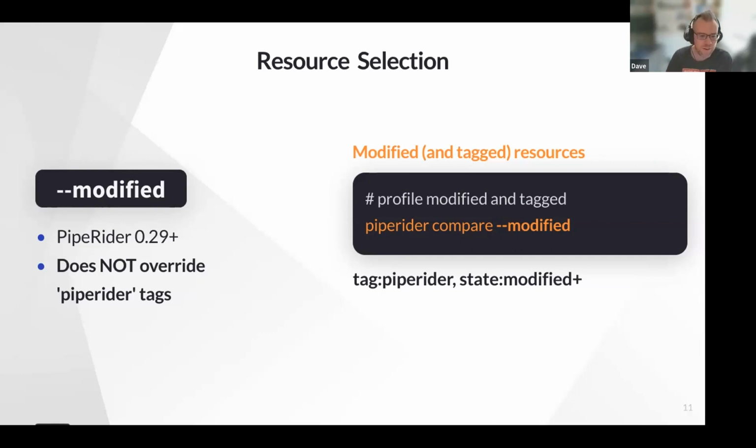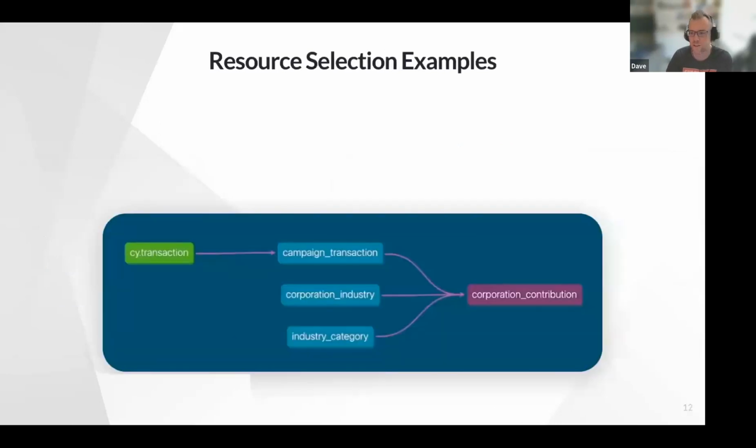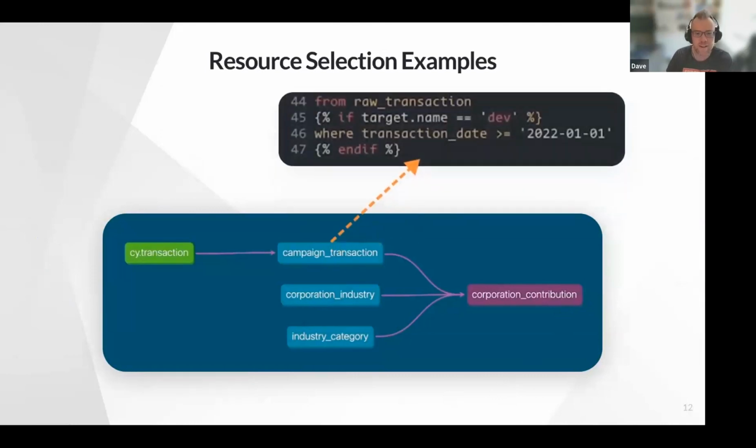So I've got some examples of how this might work in an actual project. Let's take a look at those. This project looks at financial contributions to political campaigning. We have a few models here and some downstream. We've made some changes to this project, and specifically we've added some code to the campaign transaction model, which limits the number of rows with a where clause here.